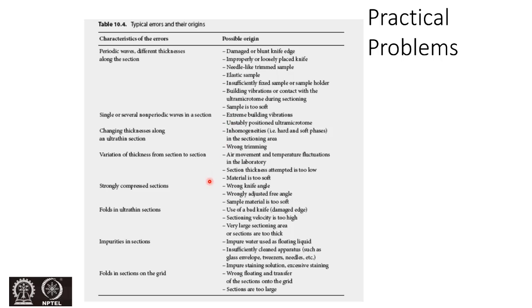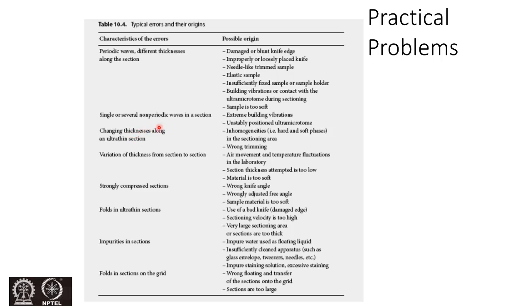Then some of the errors. So these are some of the practical problems which are also there. Characteristics of the error and their origin. So periodic waves or different thicknesses can be there because of the blunt or damaged knife edge and elastic sample, and there are various problems. And then we have single or several non-periodic waves. This is because the sample is soft, extreme building vibrations, etc.